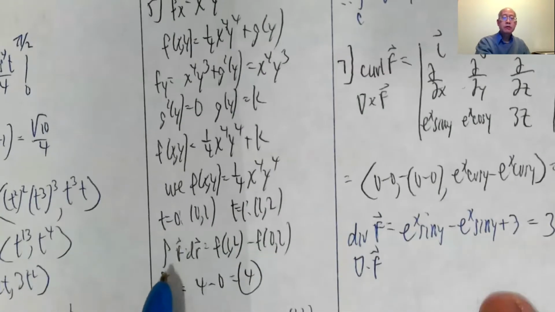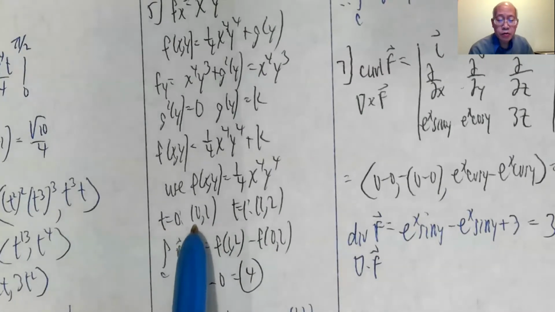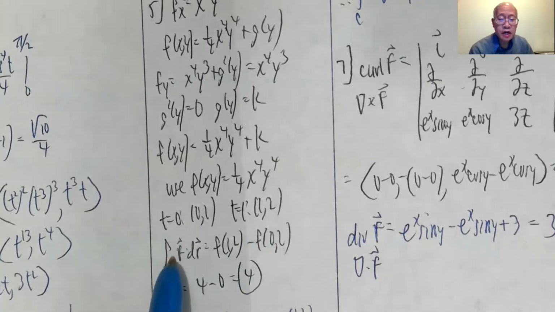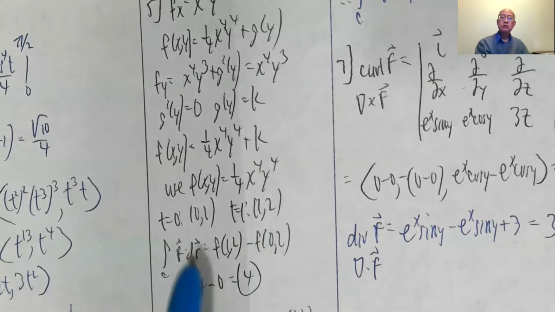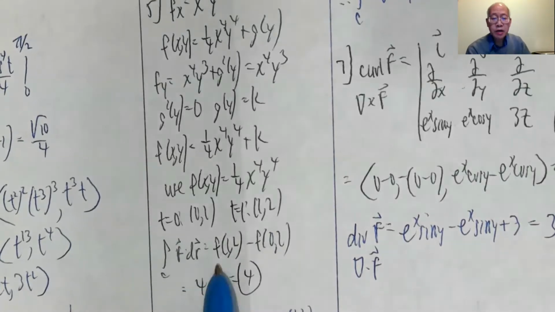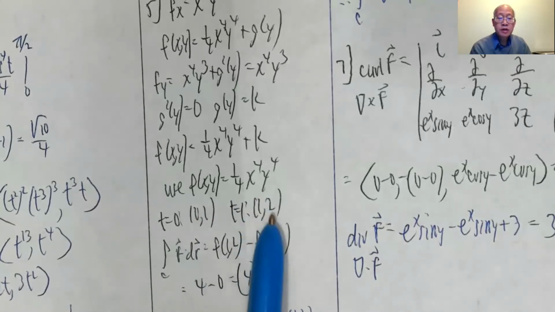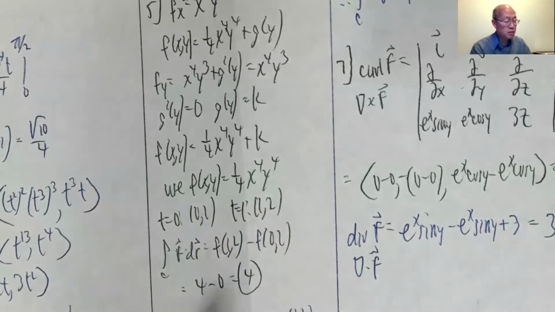Okay, at t equals 0, you plug in, you're at the point 0, 1. You plug in 1, you're at the point 1, 2. So the integral of f dot dr is f of 1, 2 minus f of 0, 1. Plug in 0, you get 0. Plug in 1 and 2, you get 1/4 times 1 times 16. So 4 minus 0, 4.